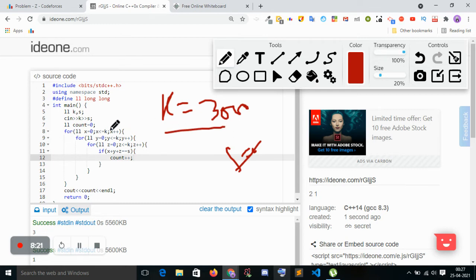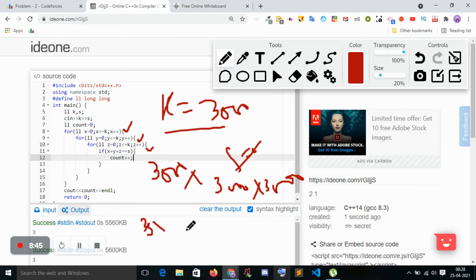Let's assume this loop works for 3000 times. Again, this loop works 3000 times, and again this last loop works 3000 times. So the total operations that happen are 3000 into 3000 into 3000, which is around 27 into 10 to the power 9. And we are given around 3 seconds.